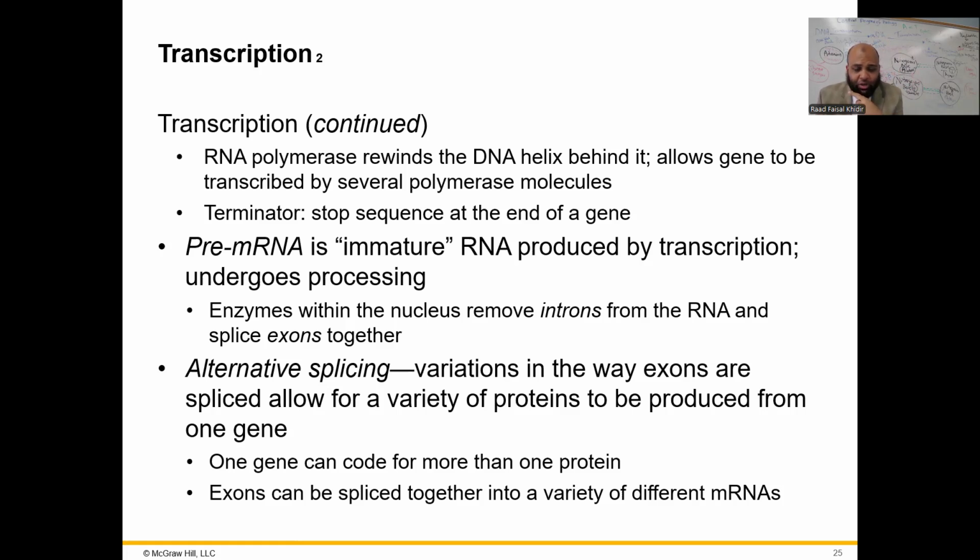Pre-mRNA is immature RNA produced by transcription. It undergoes processing. The enzymes within the nucleus remove introns from the RNA and splice the exons together.